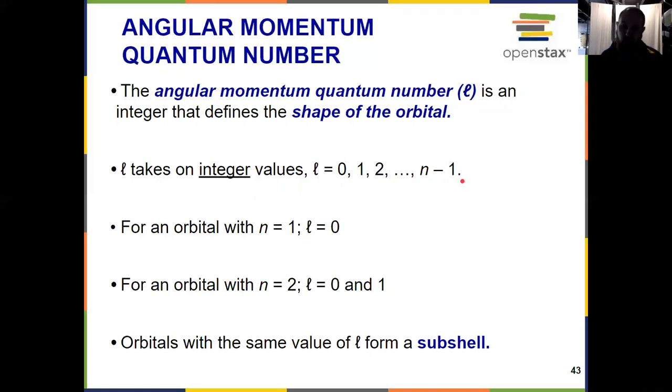So you have to know n before you can determine all the possible values for L. Because if n is equal to 1, for example, L can only be 0 because it maxes out at n minus 1. If n is equal to 2, L can be 0, L can also be 1. Those are 2 different orbitals. If something has an n equal to 5, L could be 0, 1, 2, 3, or 4.